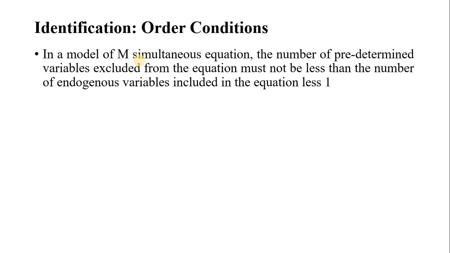Now, the condition: in a simultaneous equation model, there will be m simultaneous equations. The number of predetermined variables excluded from an equation must not be less than the number of endogenous variables included in the equation less 1.